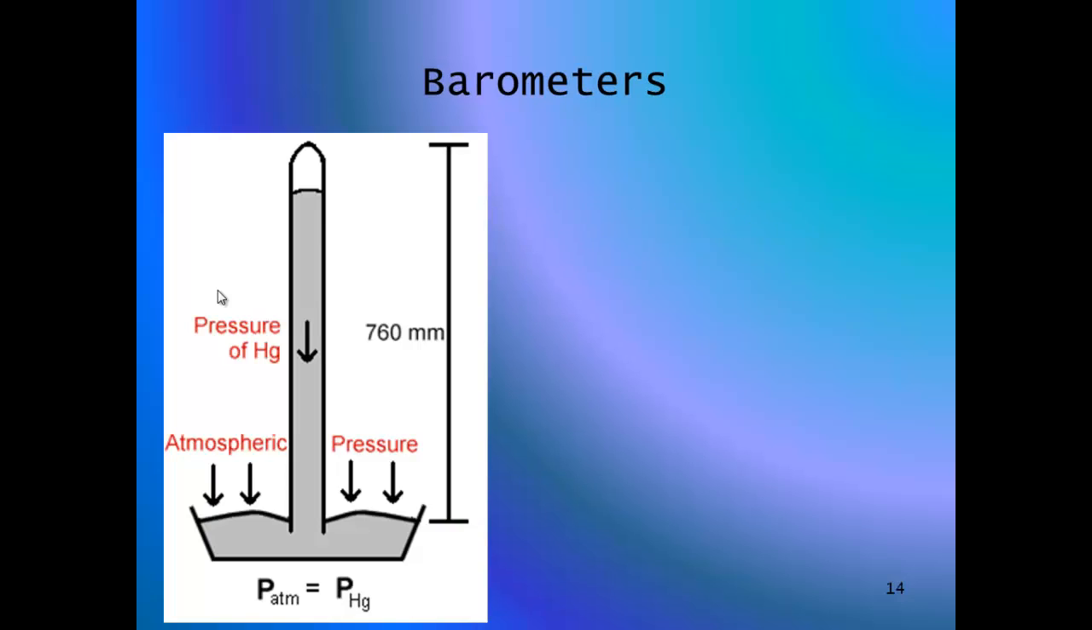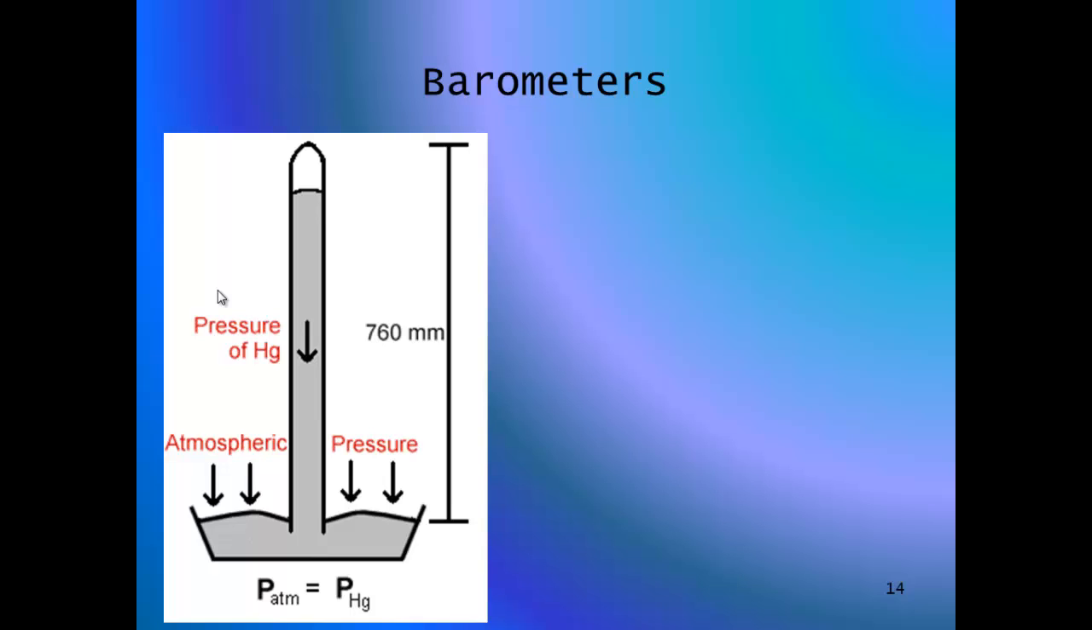A traditional barometer involves a tube of mercury turned upside down into a dish of mercury. You don't see traditional barometers very much anymore because mercury vapors are toxic, and they try to keep mercury out of especially schools and homes. But this is what a traditional barometer would have been.